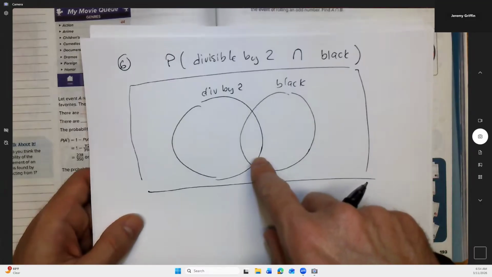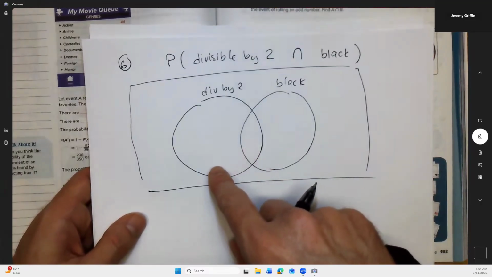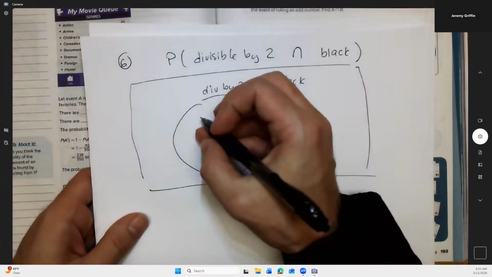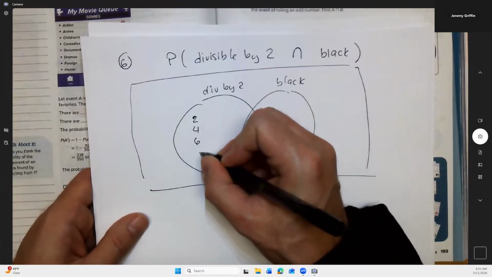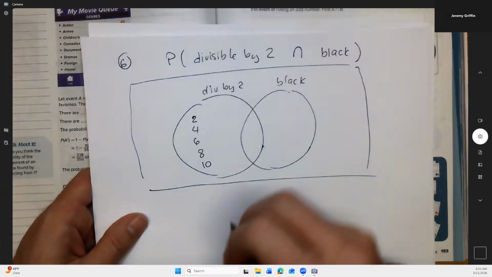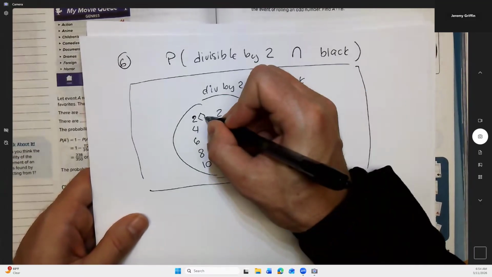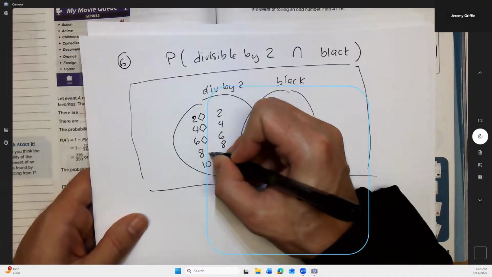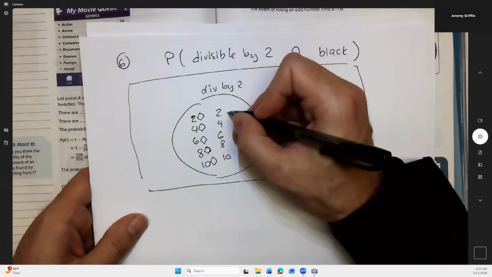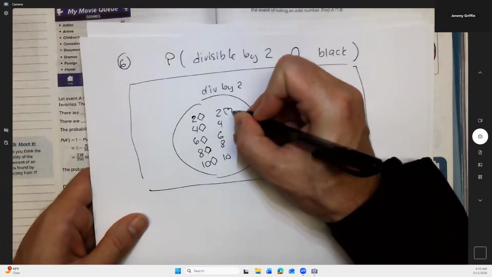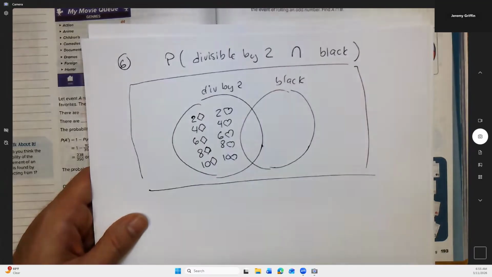Divisible by two could be the 2, 4, 6, 8, or 10. Right now, there's a 2, 4, 6, 8, 10 of diamonds. Those are all red. And then you have the 2, 4, 6, 8, 10 of hearts. Actually, there's 10 cards there.